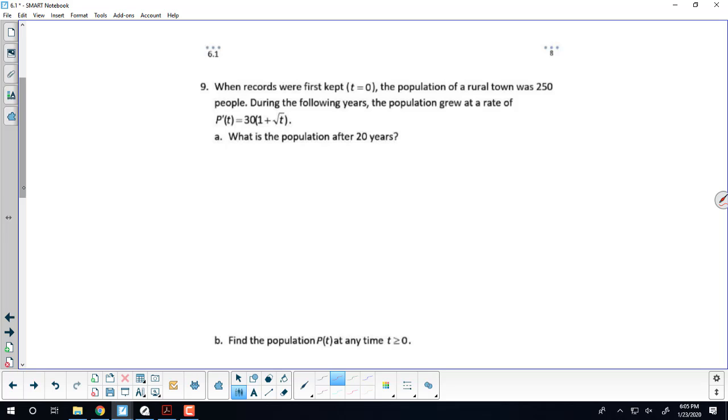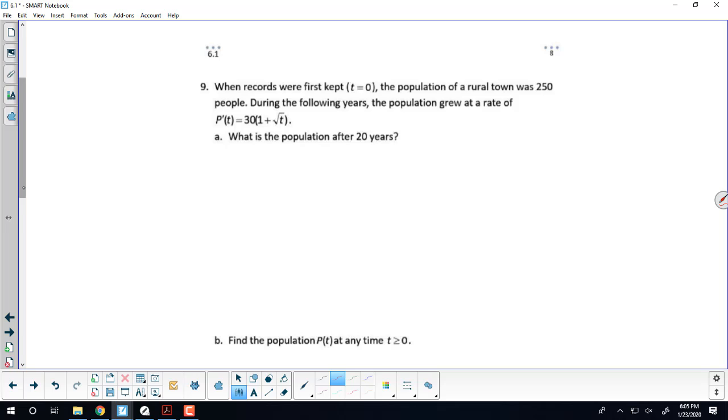Again, there's a couple of ways to do this. We wouldn't necessarily have to start out with part A. The population after 20 years entails that we know the population function, and then we plug a t-value of 20 into that. So you could start off just by finding the population function, p of t, and then plug 20 in to answer A. So we could do B first and then A, or we could do A and then B. It doesn't really matter.